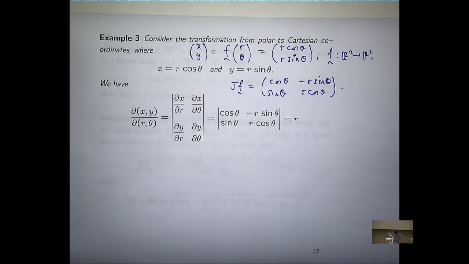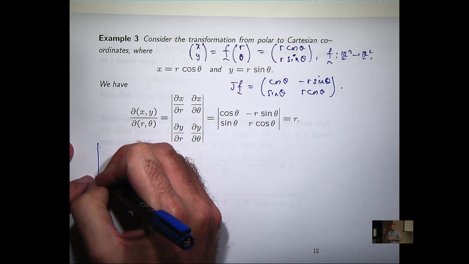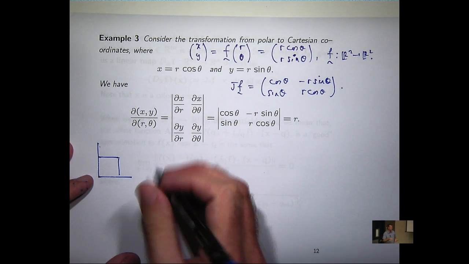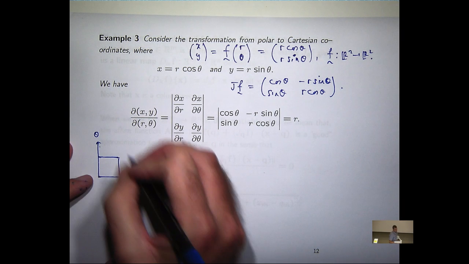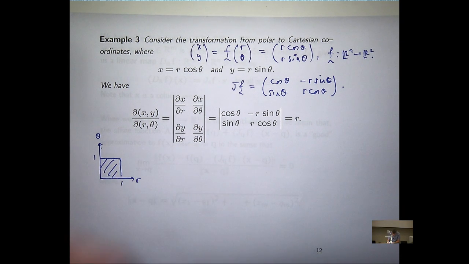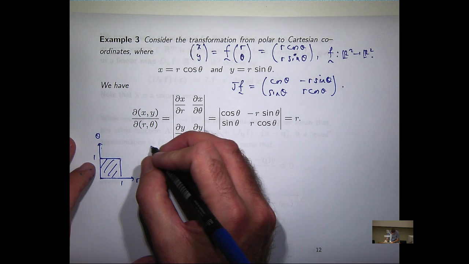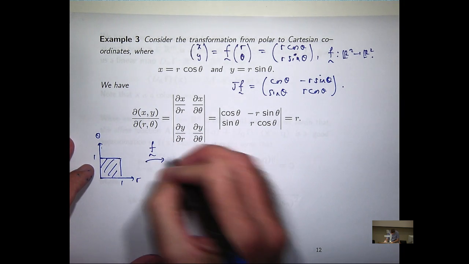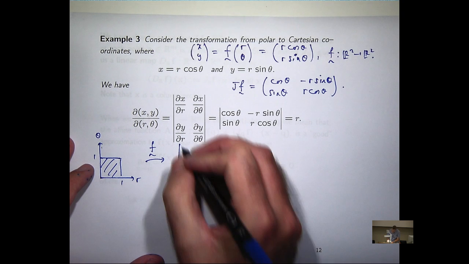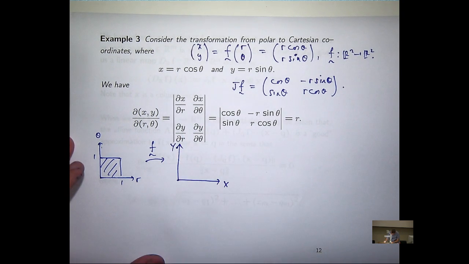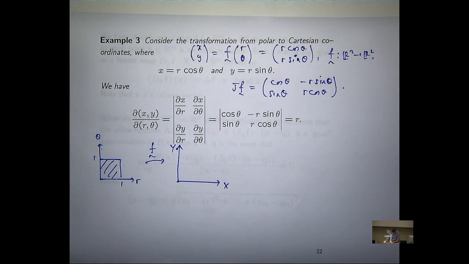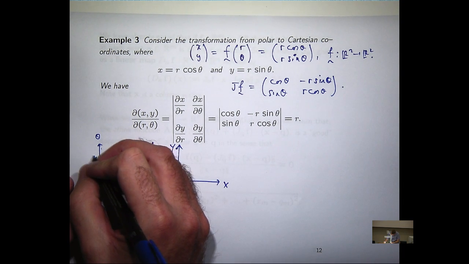Now let's put this into a little bit more of a context. Let's actually have a look at what this mapping does here. Suppose I'm working in the r theta coordinate plane, and I've just indicated this little filled in square. F picks up on this and maps it into the xy plane. Actually, let's make that pi on 2. Yeah, that's better.